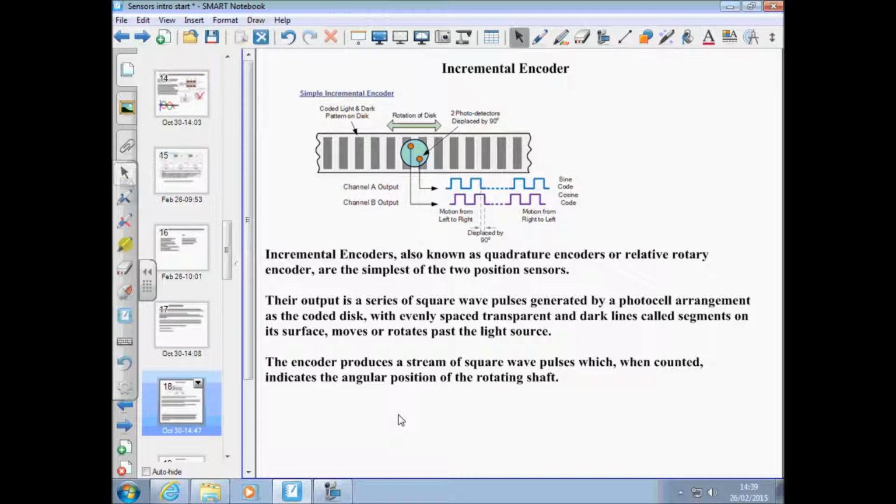Because if output A is coming on first, and then B, it's moving in one direction. If B is coming on first, and then A, it's moving in the other direction. And you can count these pulses to detect how far something's moved. You can also sense the frequency of the pulses to determine what its velocity is, so you can detect its speed.